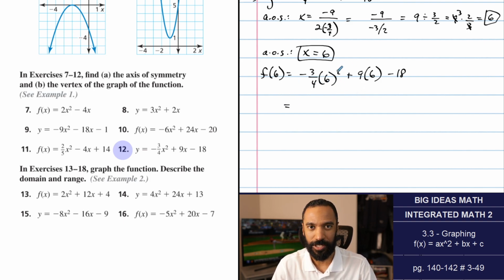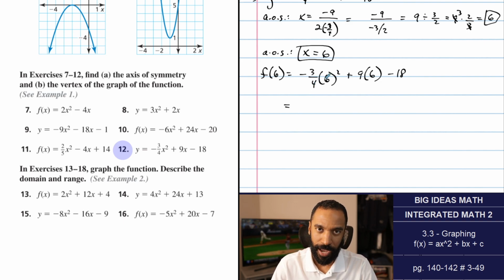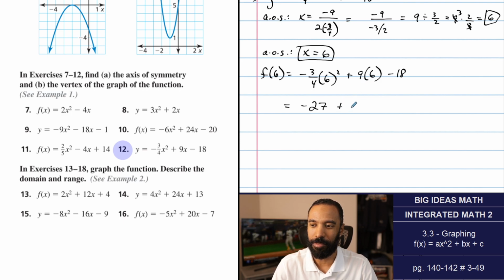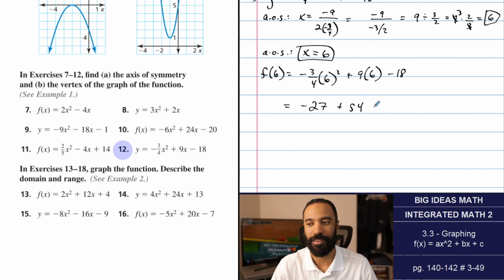6 squared is 36. Divided by 4 is 9. Times negative 3 is negative 27. What's negative 27 plus 54? Well, that's 27. 27 minus 18 is 9. So we get 9 for the y value of the vertex, and we get a vertex of 6, 9.